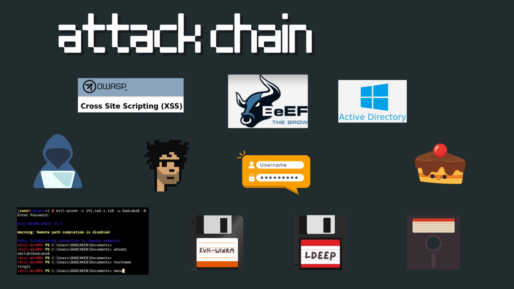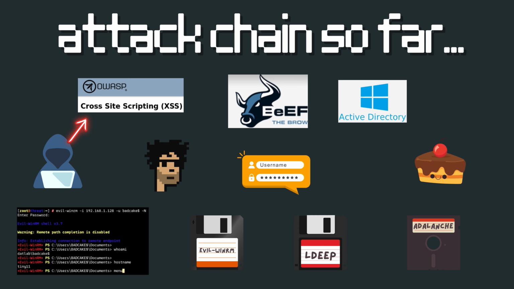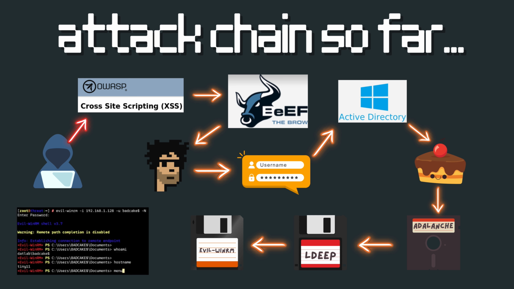In the previous episodes, an unknown actor finds a cross-site vulnerability. The vulnerability is used to connect a victim with a browser exploitation framework. A user discloses their password to a false prompt. The stolen credential is used to create a computer object called bad cake. Bad cake is used with Adalanche to capture graph information. The graph information is used to find a delegation vector. LDeep is then used to modify a group under Owen's context, and finally, the new group membership is used for a remote shell.